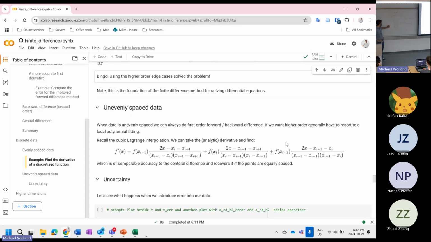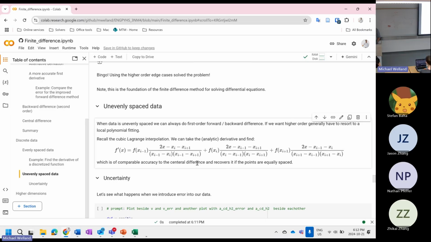Unevenly spaced data. When it is not evenly spaced, we can always do first order. Always exists. We can always work that out, but we're limited in the degree of accuracy, and there are other problems with that too. Generally, what we would want to do is fit a polynomial locally and then take the derivative of that polynomial. The classic way to do that is good old Lagrange interpolation. It has an analytical form. We can take the derivative. You get this expression. And that actually converges to the central difference when you have evenly spaced.